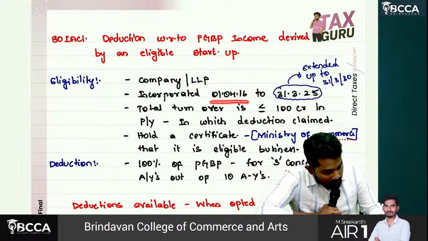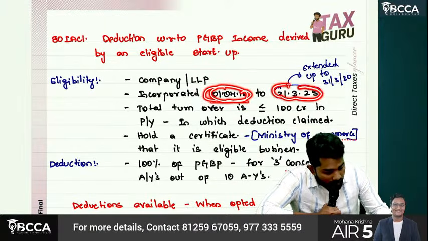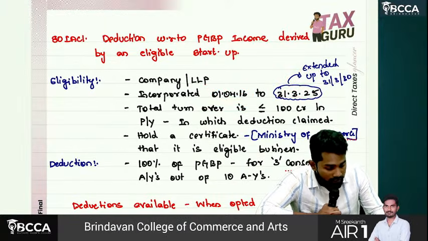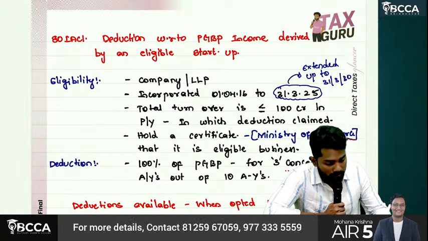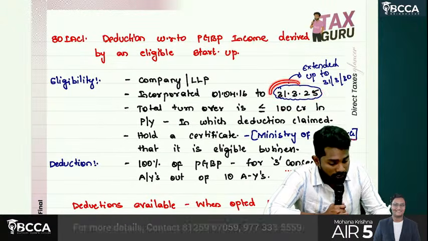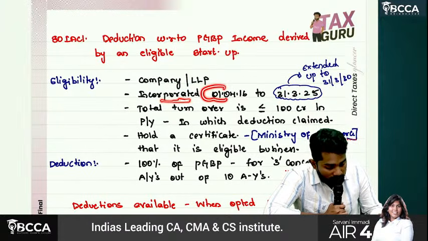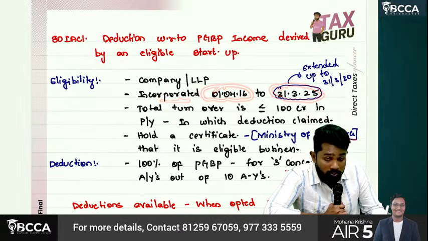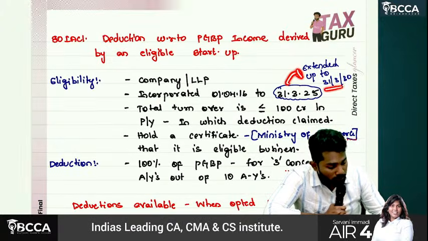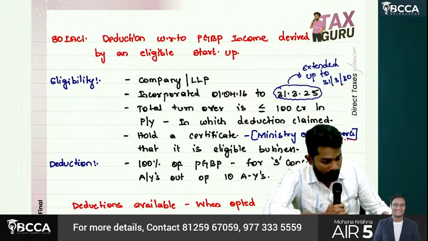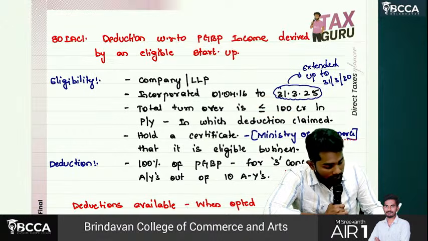It should have started between 1st April 2016 and 31st March 2025. Here also the sunset date has been extended up to 31st March 2030. Regular students, if it is not there in the notes, you can check it. Company or LLP, if it is incorporated from 1st April 2016 to 31st March 2025 is there originally. But in the Finance Act 2025, they extended this date up to 31st March 2030. Then their turnover should be within 100 crores in the year in which they are claiming the deduction.